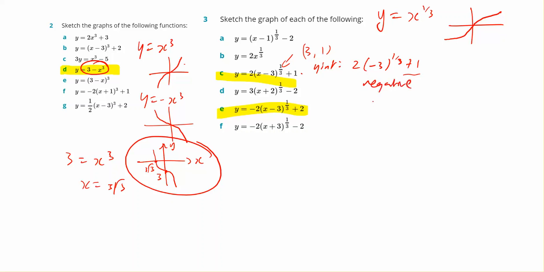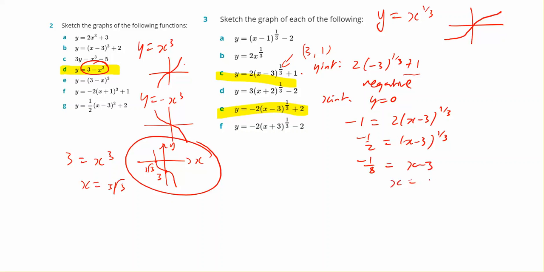Okay, and x-intercept, y is 0. I'm going to move the not 2, but I'm going to move the 1 to the other side. So I get 2 times (x minus 3) to the power of a third equals negative 1. Divide both sides by 2. And then cube both sides. So a negative half cubed is negative 1 over 8. And then I'm going to add 3. So x equals 3 minus 1/8, which equals 2 and 7/8. Okay. So I've got enough information to draw the graph.